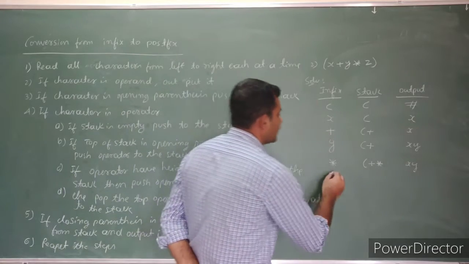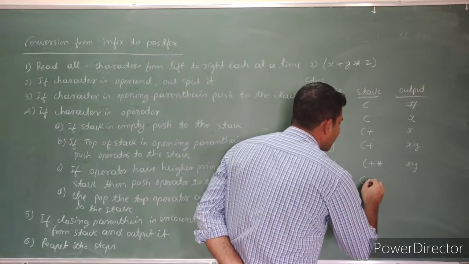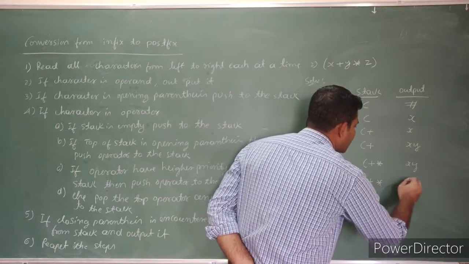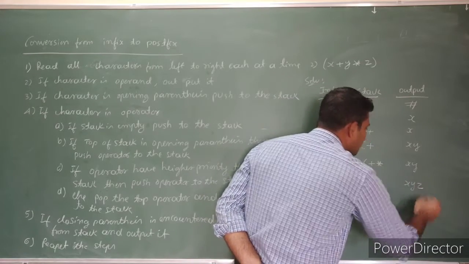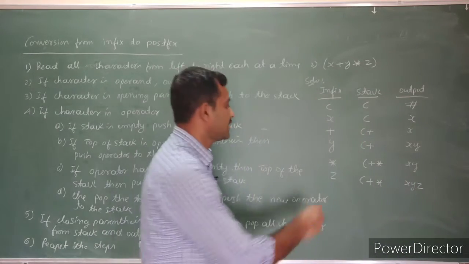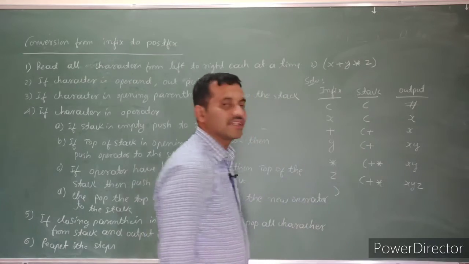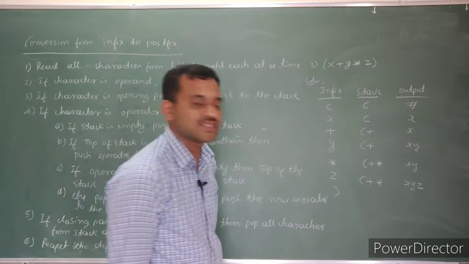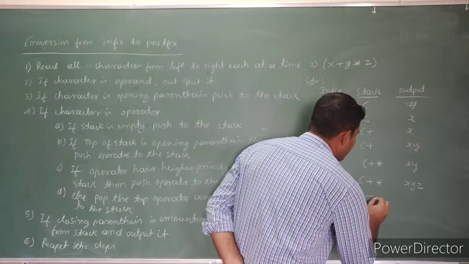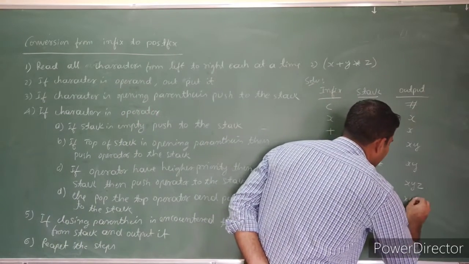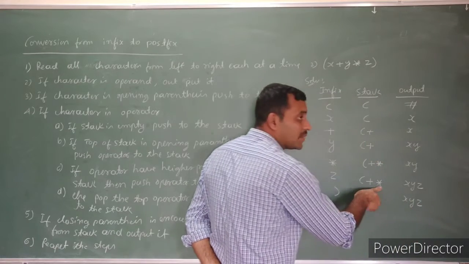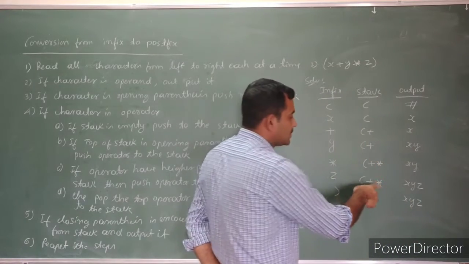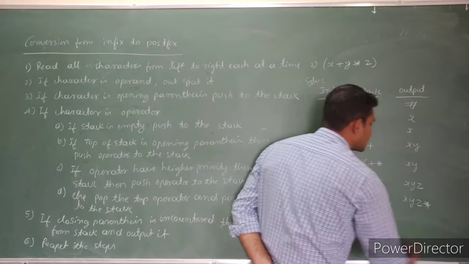Next, read the next one, z. It is an operand. Opening bracket, plus, star; output x y z. Then there is a closing parenthesis. If it is a closing parenthesis, pop all the operators from the stack. So the stack becomes empty. So x, y, z, and the top element will be popped first. Star is the topmost element.